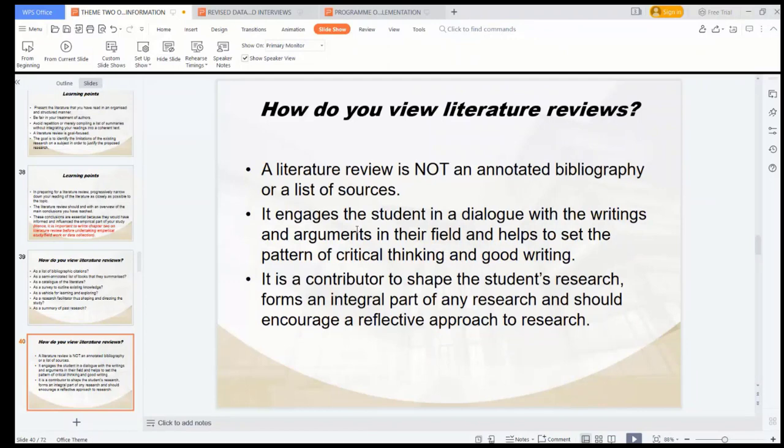And how do you view literature review now? Literature review is not an annotated bibliography or a list of sources. We are warned of this every time. It doesn't mean that it is just a list of what we have read. It engages the student in a dialogue with the writings and arguments in their field, and it helps to set the pattern of critical thinking and good writing. That is why it is important for us to understand what we want to research. You would have your research problem, your problem statement, and you then have to craft research objectives.